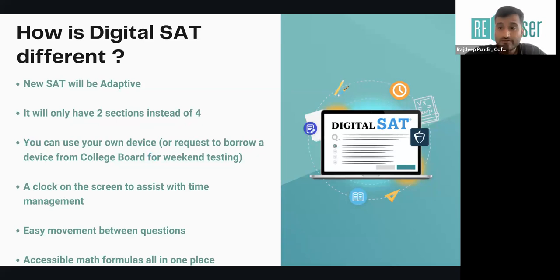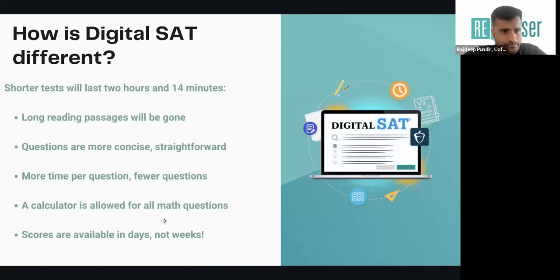There's a clock on the screen, which is again a welcome move because earlier people used to carry their own watches. And sometimes even if you forget to carry the watch, I think it becomes really difficult for you to keep a track of time. You can easily move between the questions. You can access the maths formulas all in one place.